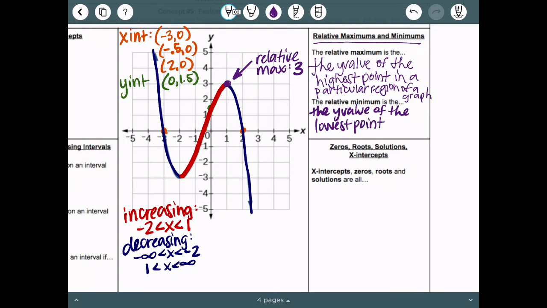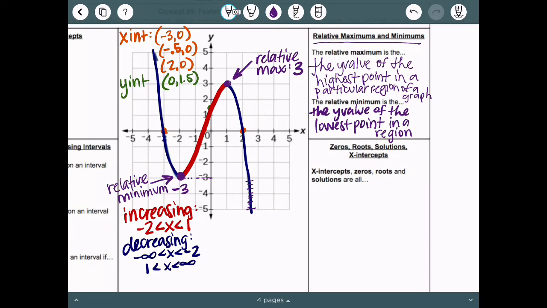Right, so the y value of the lowest point in a region, not necessarily the lowest point overall. As we see in this graph, this is the lowest point in this region. However, there are other points that are lower over here. But relative to the other points around it, this is our relative minimum, the lowest point around it. So we would say our relative minimum would be -3.